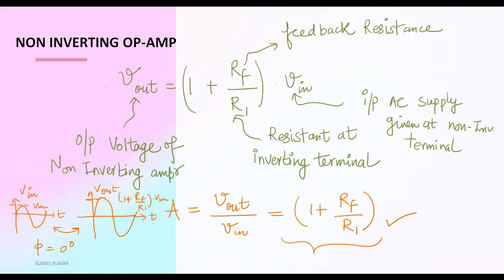And what will be the expression of gain? That is 1 plus RF divided by R1. RF is the feedback resistance, and R1 is the resistance connected at the inverting terminal of the op-amp. So this is all about the non-inverting op-amp.